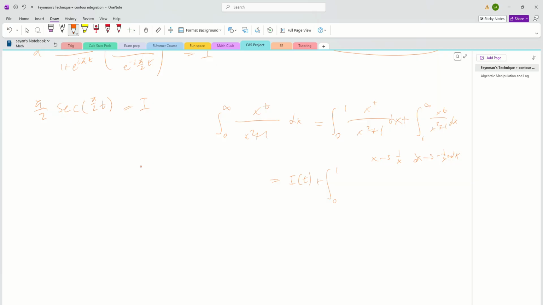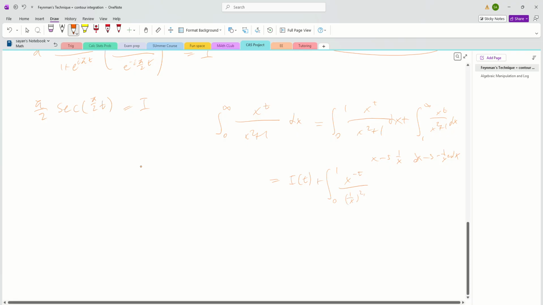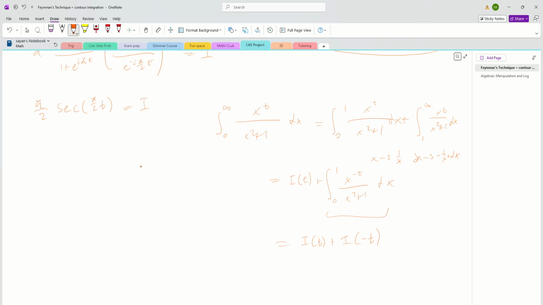So 0 to 1, and then, let's see, we will have x to the negative t over 1 over x squared plus 1, times 1 over x squared dx. And then if we distribute the x squared, that's when we get back our original denominator. Notice this is really just I of negative t. So what we have just calculated here is actually equal to that.